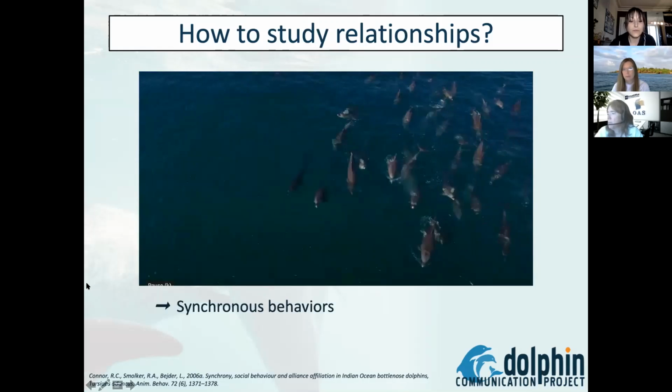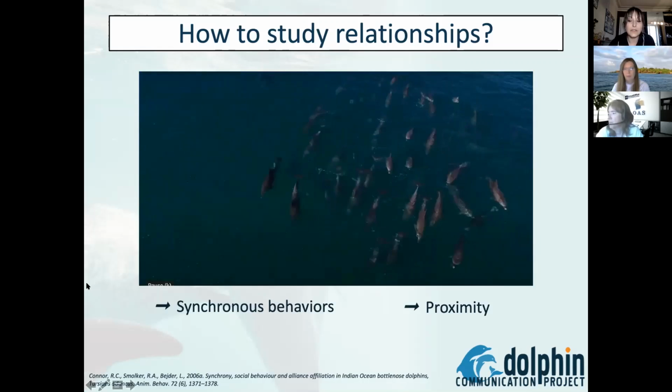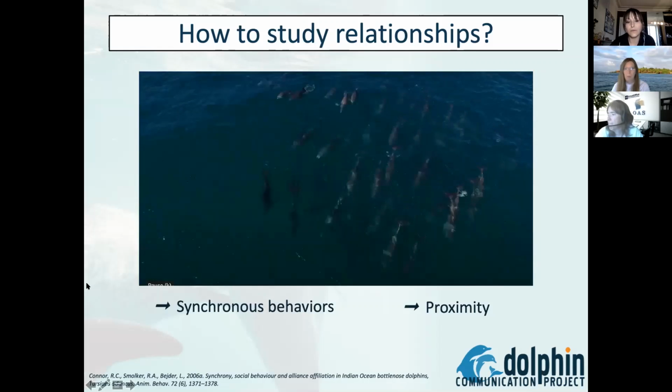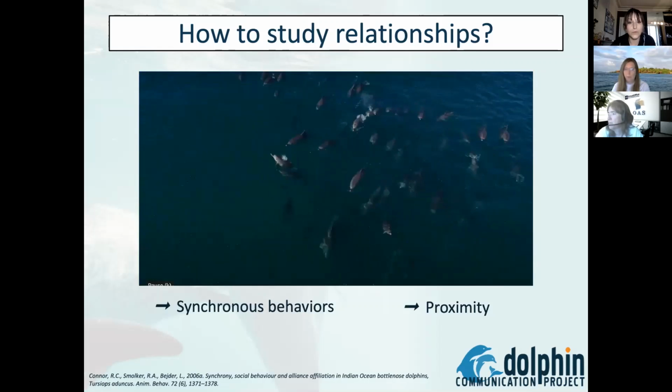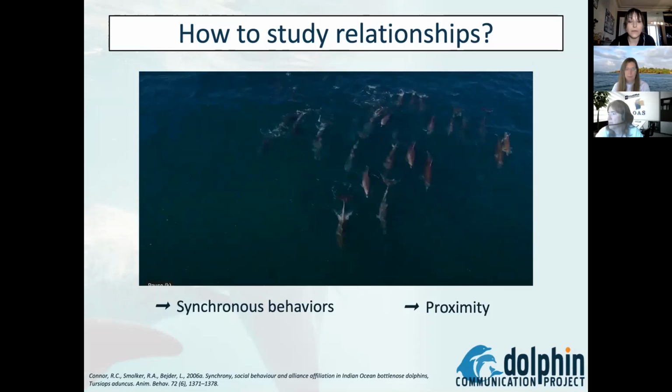So synchronous behavior and proximity can give you an idea of the association pattern of individuals in a group, and also how much time those individuals spend together. But this gives you just a glimpse of their relationship, because as you know, people can spend much time together, but they won't necessarily build a strong relationship.